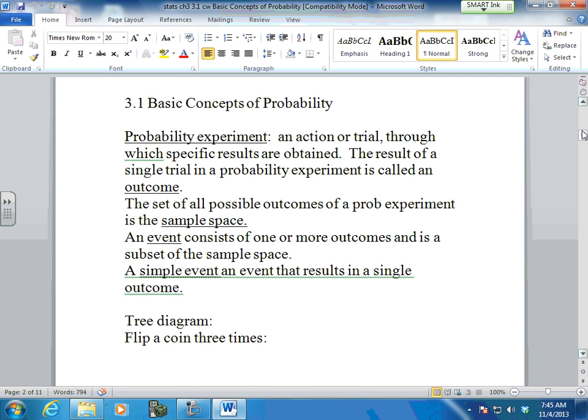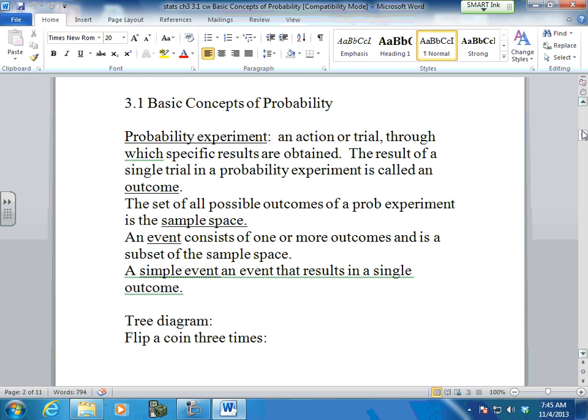So just to talk a little bit about your basic probabilities. A probability experiment is an action or trial through which specific results are obtained. I roll my dice. I flip a coin. I shoot the darts. Whatever you're doing to obtain specific results, how many heads do I get? How many bullseyes did I get? How many tails do I get? These are your probability experiments. Your probabilities, therefore, cannot change, because if you're doing an experiment, that's the one thing you have to control, your probability of something occurring.